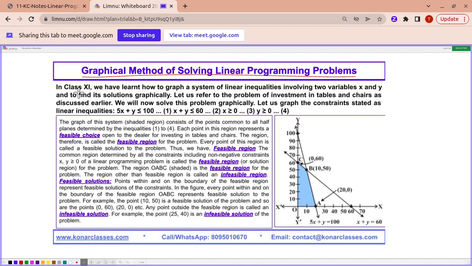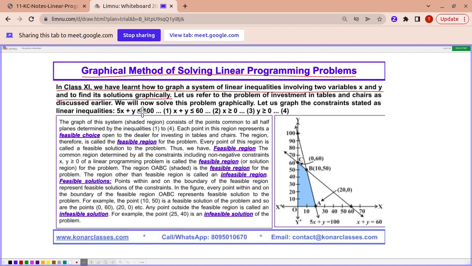Just a quick recap. In class 11, we learned how to graph a system of linear inequalities involving two variables x and y, and to find its solution graphically. Let us refer to the problem of investment in tables and chairs as discussed in the previous few slides. If you recall, what is the objective function? The objective function is to maximize the profit. It was 250 into x plus 75 into y.